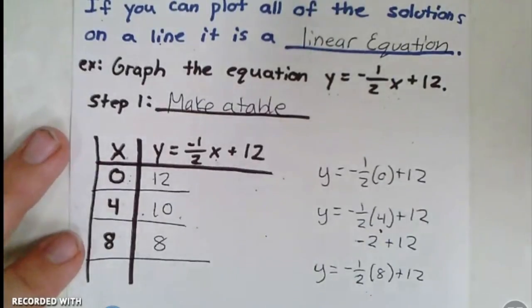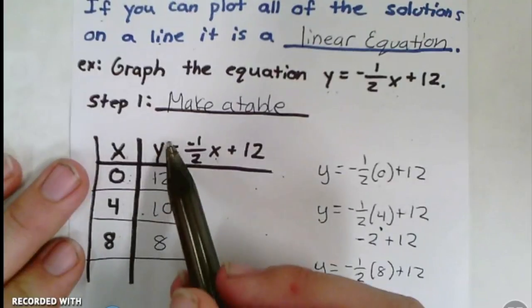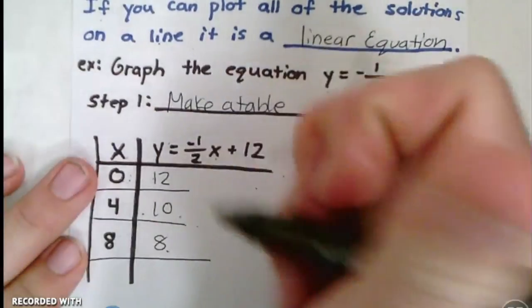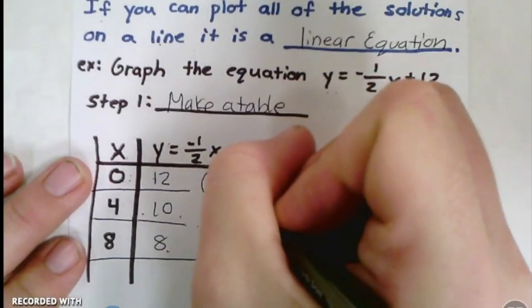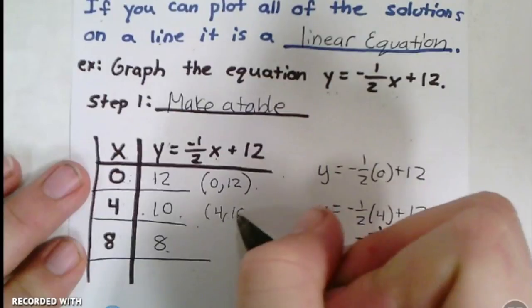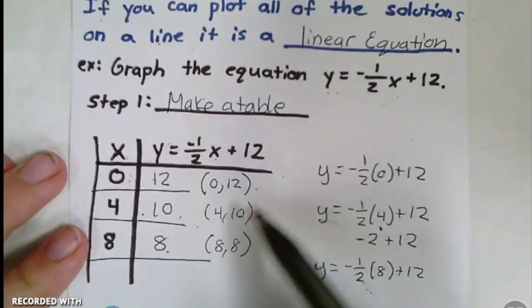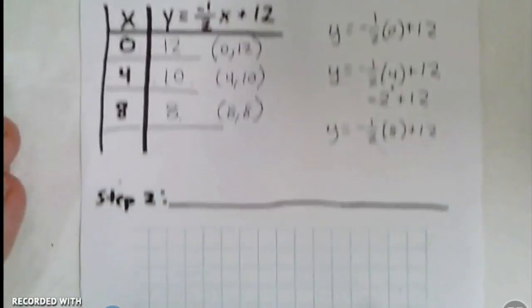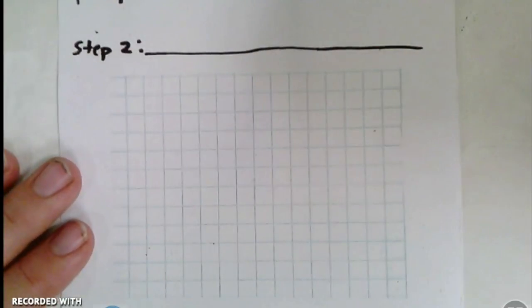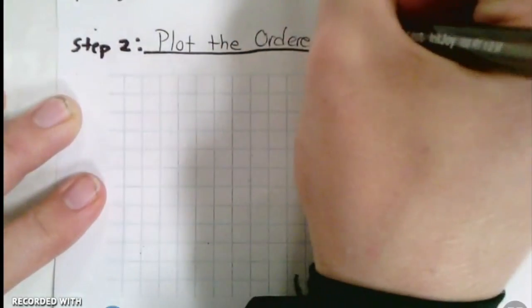So what I have done here is I've actually given myself some ordered pairs, because this is X and this is Y. If I were to write this as an ordered pair, I would write 0, 12. This one would become 4, 10. This one would become 8, 8. And now I can take those ordered pairs and do what we have figured out how to do. We're going to graph them by plotting the ordered pairs.